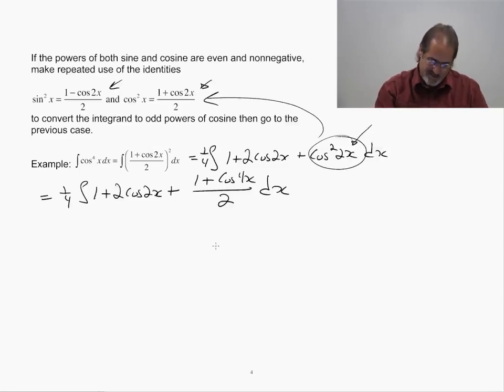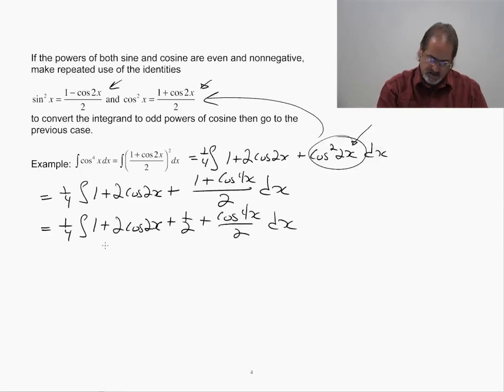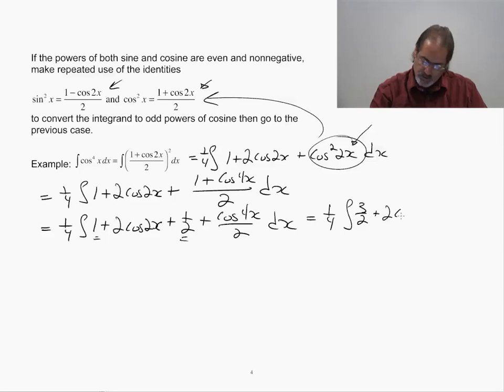And I'm going to make 1 or 2 more steps just to help make you see it perhaps a little easier. See, 1 plus 2 cosine of 2x plus a half plus cosine of 4x over 2 dx. See, now I can combine these constant terms. And I'm going to get 1/4 times the integral of 3/2 plus 2 cosine of 2x plus cosine of 4x over 2 dx. Now I'm ready to go take an antiderivative.